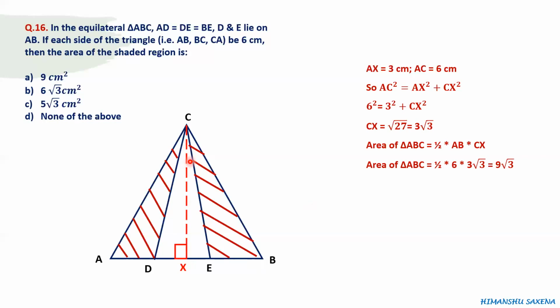Now what we will do, we will try to find out the area of this smaller triangle. So the area of CDE is equal to half of DE into CX. So half of DE is 2, right? Because AD is equal to DE is equal to BE. So all these line segments are equal to 2 because this whole is 6. So half into 2 into 3 root 3, which is equal to 3 root 3.